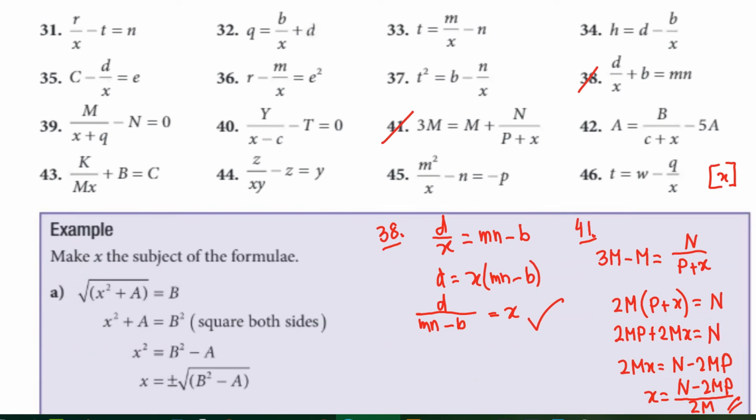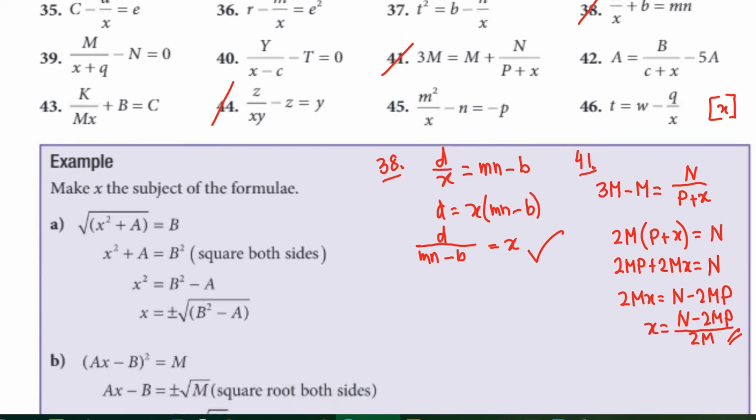Say question number 44, we are going to make x the subject. We can write the expression like z divided by xy equals, you can write here y plus z. Then we can write here z equals x y square, because we are doing cross multiplication, xy onto y is x y square, then xyz on the right side.